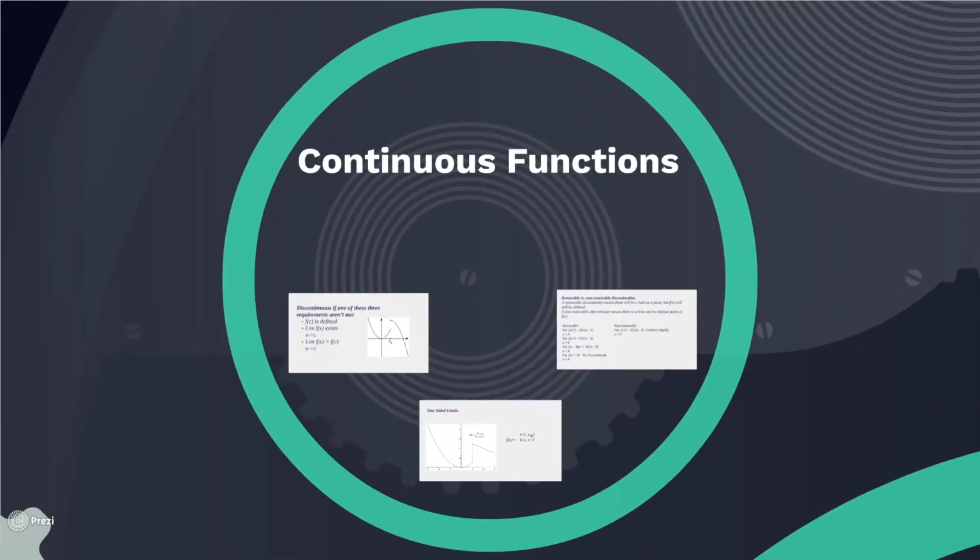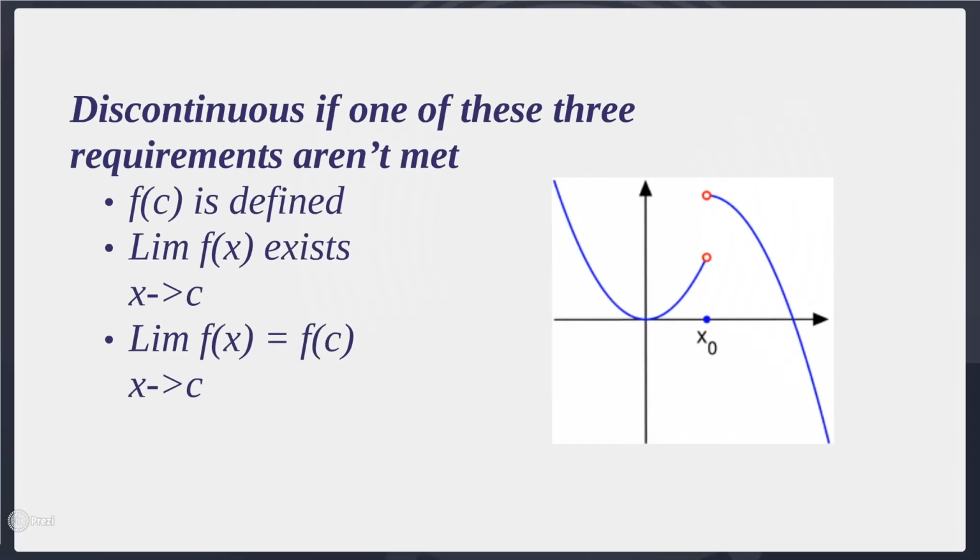The definition of a continuous function means in the graph of the function there are no leaps, gaps, asymptotes, or holes in it. If the graph is one of those examples, the function is broken and therefore discontinuous at that specific point. The function is discontinuous if one of these three requirements aren't met. F of c is defined, the limit of f of x exists as x approaches c, and the limit of f of x equals f of c as x approaches c.